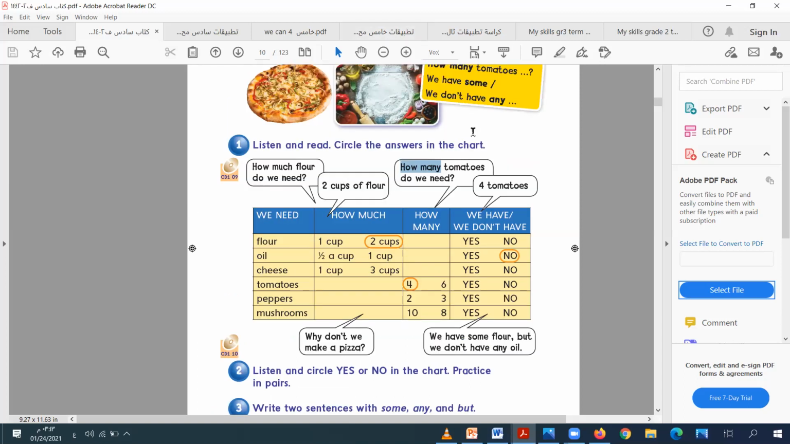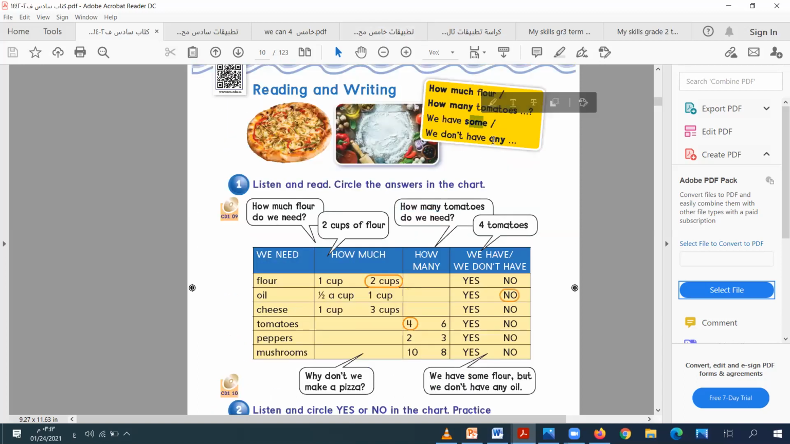Now, let's talk about some and any. What is the difference between some and any? Some is used in affirmative sentences, questions, requests, and so on. But any is used for questions and negative.